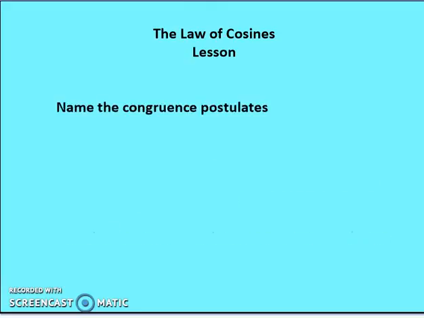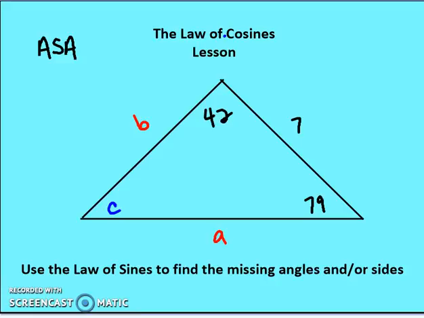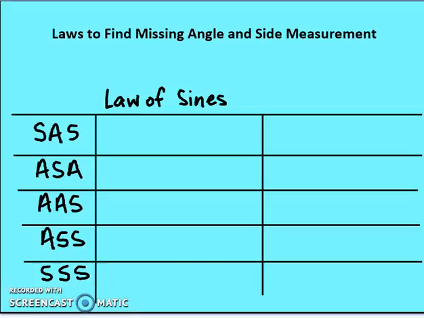Let's go back and talk about the congruence postulates. We talked about this before with law of sines. The law of sines is sine A over a equals sine B over b, where the lowercase b is the length and the uppercase B is the angle. Take a look at this table, and I want you to create it. I'll give you a moment to pause. Put law of sines in the left-hand column, law of cosines in the right-hand column, and then the 5 congruence postulates that we talked about.